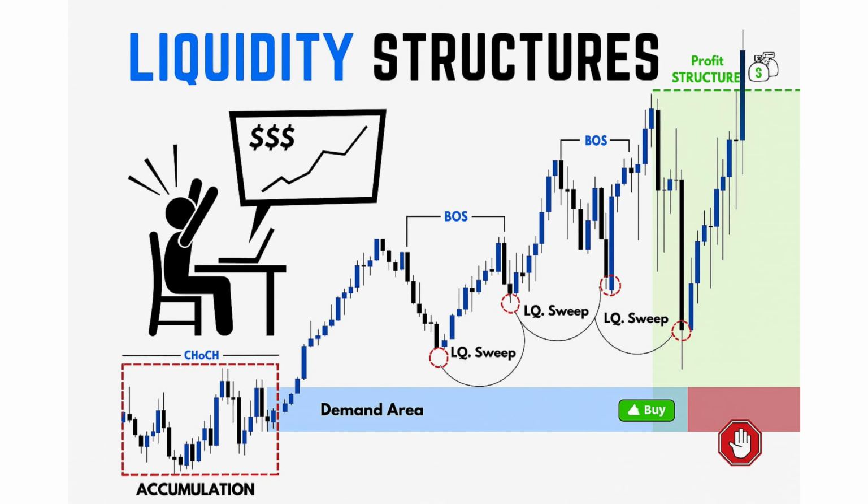The most critical signal appears, a change of character, CHoCH. This is the first higher high that breaks the previous downtrend structure, telling us the sellers are no longer in control. This shift creates a new demand area, a zone where price respected and rallied from. This is your high-probability buy zone. Accumulation is all about recognizing this transition from a downtrend into a new basing pattern, where the stage is being set for the next major move up.